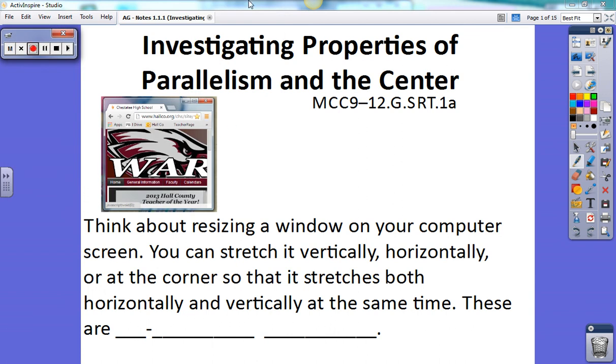This is the first lesson in our first unit of analytic geometry, and we're moving into looking at dilations and how that fits into similarity, and then also other transformations and how that relates to congruency, mainly with triangles. So today we're going to investigate the properties of parallelism and the center. And you have slotted notes, so if you'll go through and fill those in as we go.